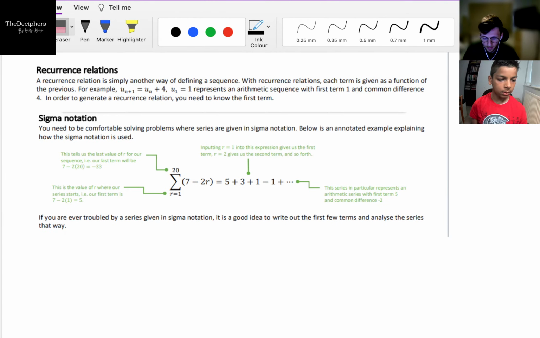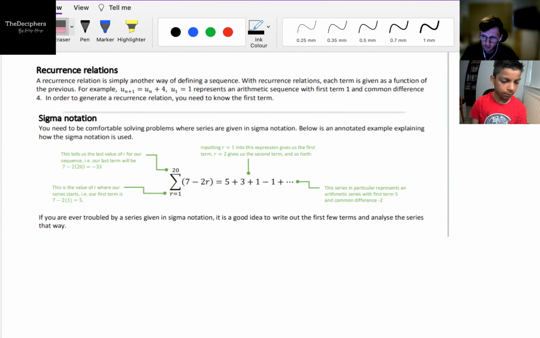Yeah. So, what about a recurrence relation then, Cordelia? A recurrence relation is simply another way of defining a sequence. With recurrence relations, each term is given as a function of the previous. For example, u of n plus 1 is u of n plus 4, and u of 1 is 1. That's an arithmetic series with the first term 1 and the common difference 4.